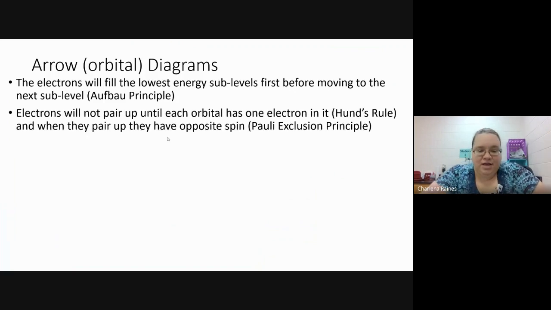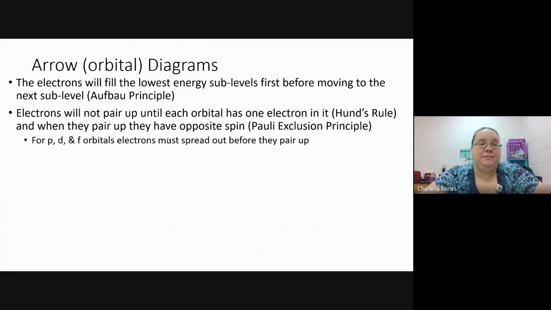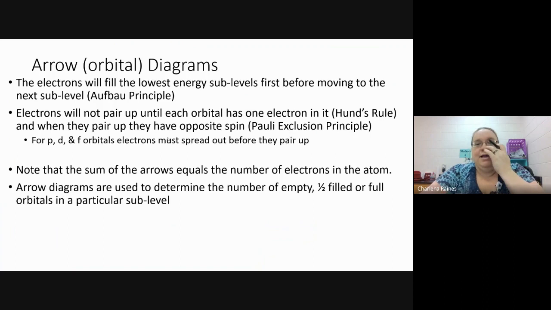Now, the things that we need to be mindful of now that we're drawing electrons is to spread them out before we pair them up. So we have to use Hund's rule, and we only really see it with P, D, and F sublevels. And when we do pair them up, we have to use Pauli's rule, so we have to give them an opposite spin. Now, the sum of my arrows would equal the number of electrons.